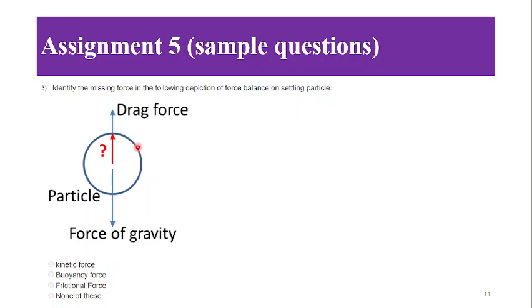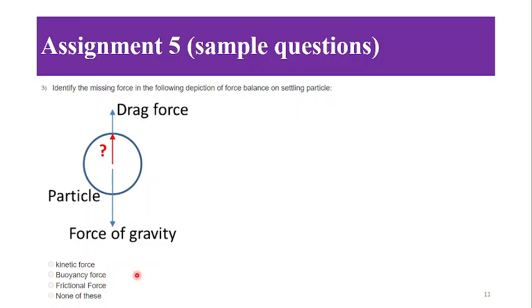Third question, identify the missing force in the following depiction of force balance on settling particle. So here you are given a particle, and it is falling under the effect of gravity, but it is also surrounded by some fluid. So what different forces will act upon it? One will be force of gravity, the other will be, it's shown here, drag force. One more force will be acting on it. So which force is it? Is it the kinetic force? Is it the buoyancy force? Is it the frictional force, or none of these?